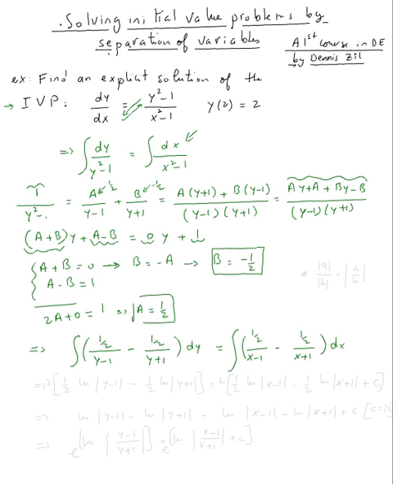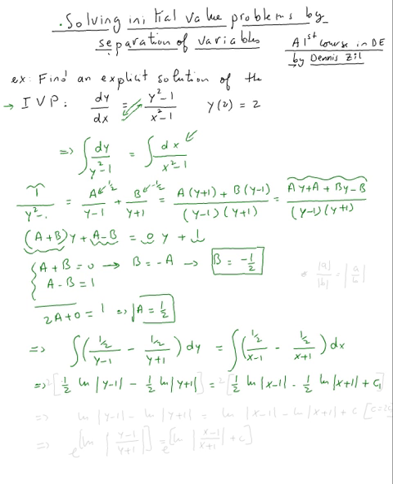If we take 1/2 outside, the integral of 1 over y minus 1 is ln of absolute value of y minus 1, minus 1/2 times the integral of 1 over y plus 1, which is ln of absolute value of y plus 1. Same thing here: 1/2 ln of absolute value of x minus 1 minus 1/2 ln of absolute value of x plus 1 plus some constant. We might need to call it C1. We'll see, yes, probably. Let's call it C1.